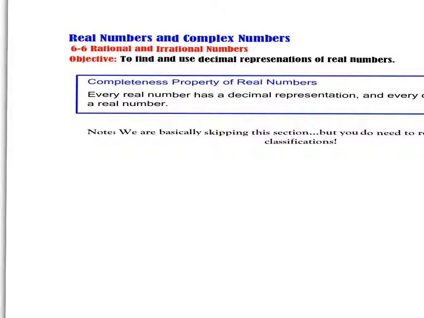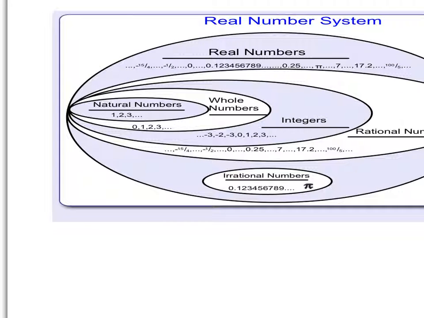So every real number has a decimal representation, and every decimal represents a real number. So let's take a look at the classifications. Okay, here's a pretty nice visual that shows all of the real numbers and the subsets of real numbers. In the innermost section here, we have natural numbers, which is sometimes just called counting numbers: 1, 2, 3, 4, 5, etc. Whole numbers also include the number 0. Integers go on to also include negative numbers.